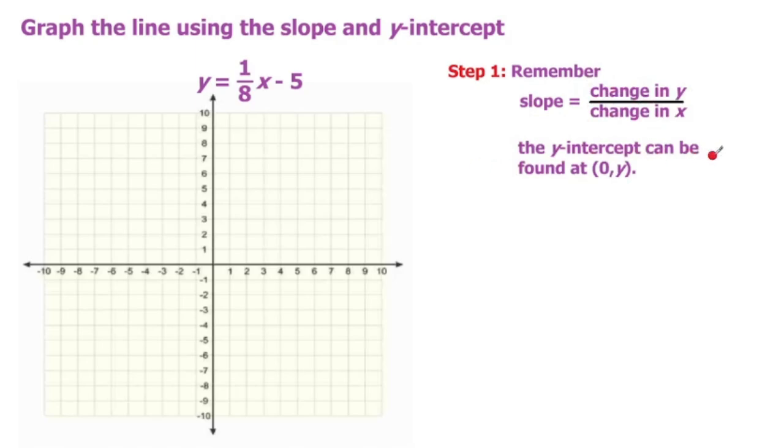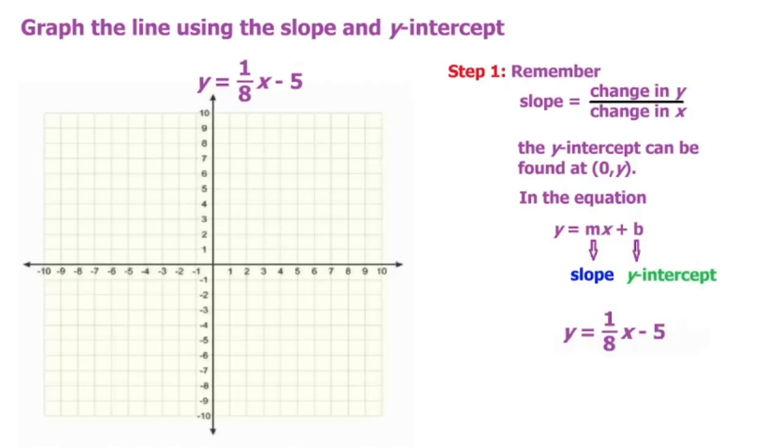And the y-intercept can be found at 0, y. So the x is 0, and then that's where our y is. So in the equation y equals mx plus b, this is the slope, and this is the y-intercept. So you could see that this equation is in this form here. So we know that this is our slope and this is our y-intercept. Let's look at that further, okay?